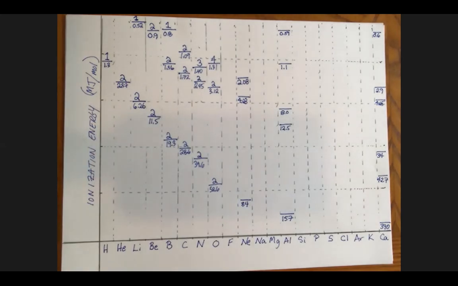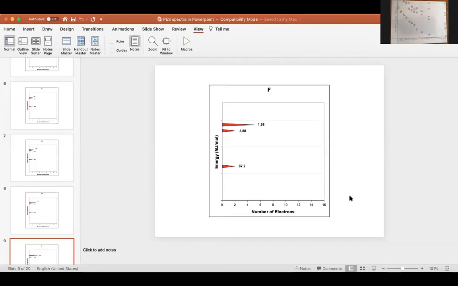Next element, what are we on? Fluorine. We're halfway done. Okay, so we're on fluorine. All right, so there's fluorine. So 3 peaks again. So we're going to have 3 lines. 1.68, 3.88, and 67.2.